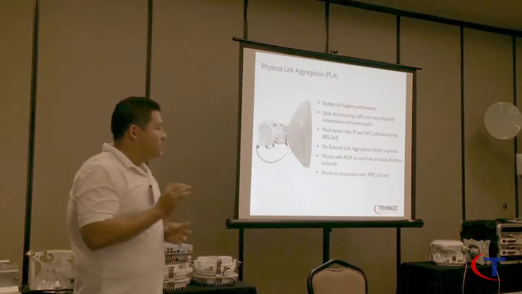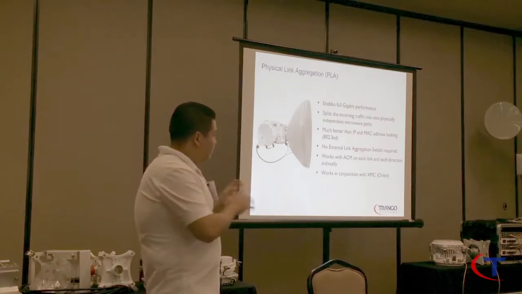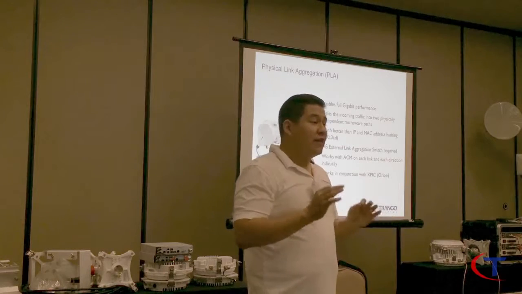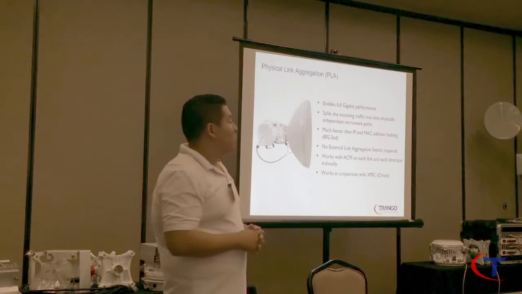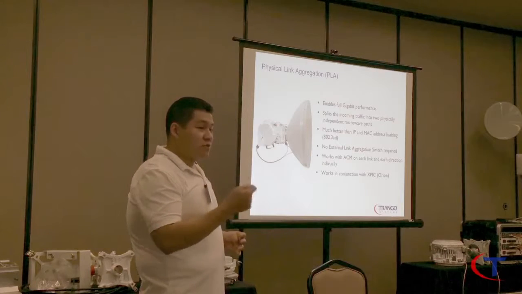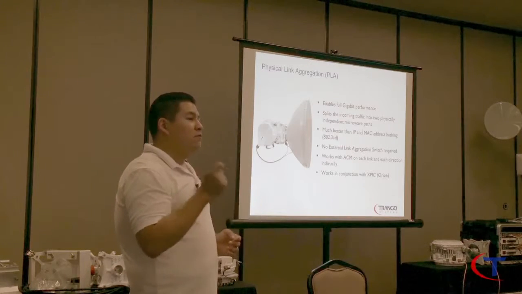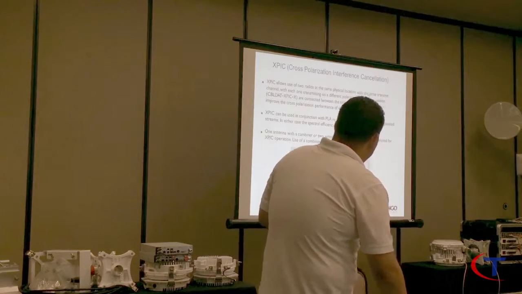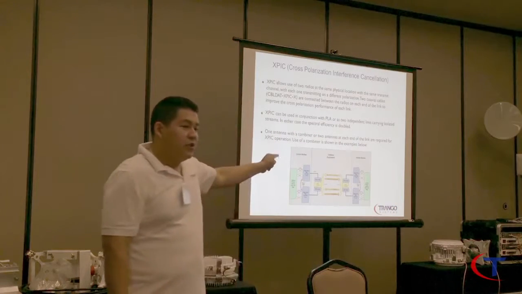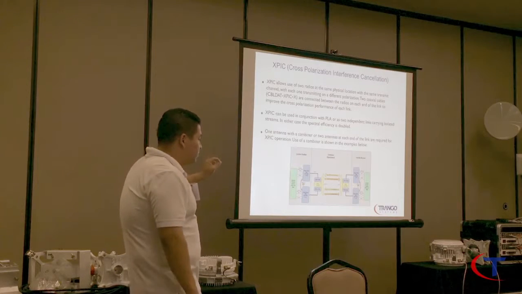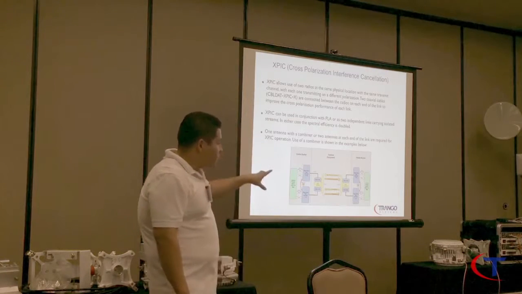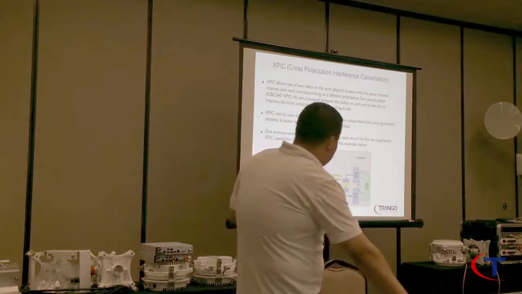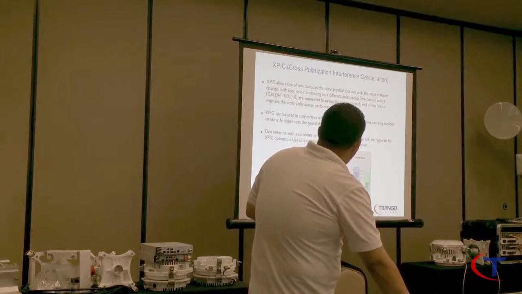PLA, physical link aggregation. I want to touch bases on this. Two radios aggregate each other physically without the need of LACP on the switch. What is it good for? If you want to deliver a service with a single cable for 800 megs. The way it works, it comes into the master unit, the PLA master radio, splits traffic, and then goes across the link on a single string. I'm going to show you this later on.